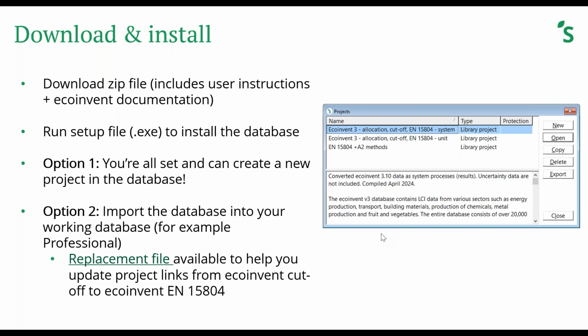To make your life a bit easier, when you download this database, we also provide a replacement file. You're probably used to using these replacement files to replace obsolete links between different ecoinvent versions. In this case, the technicality is the same, in the sense that you can use it to update links in your project, but from the cutoff library to the EN15804 library. You can do that with the help of these files. Here I include a link to a nice video that shows the instructions, but for now I'll move on to Harry.